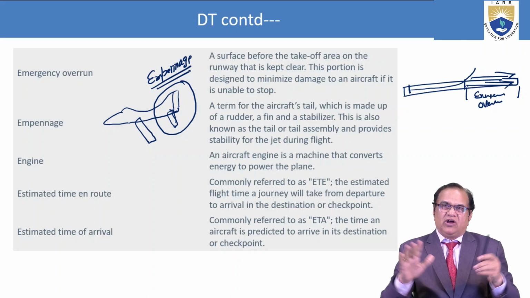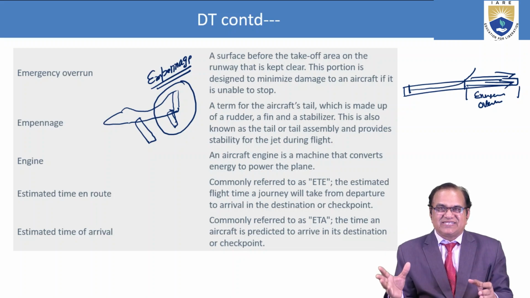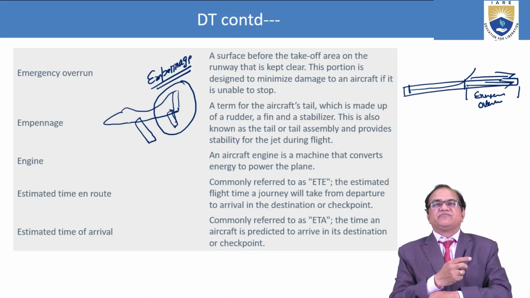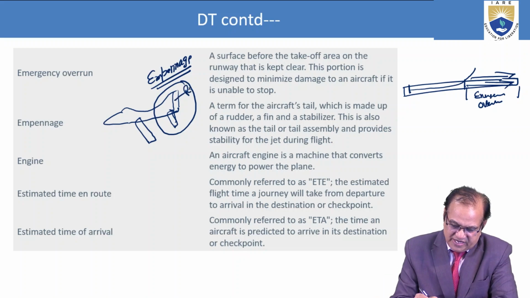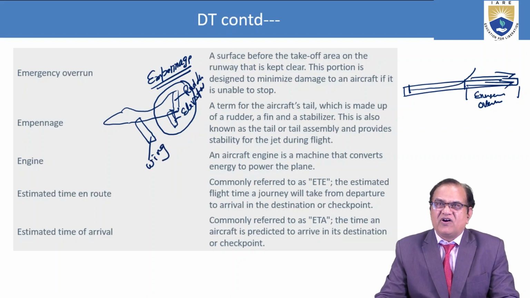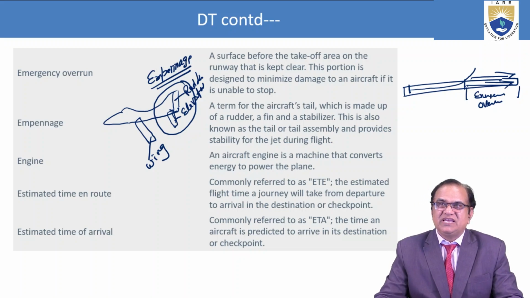The area behind, where your horizontal tail, your vertical tail, your rudder and your elevators are, and some part of the fuselage where these things are attached, they all are called the empennage. Here we have the rudder. Here is the elevator. This is the wing. It is a term for the aircraft tail, which is made up of a rudder, a fin and a stabilizer, also known as the tail assembly, and it provides stability for the jet during flight.